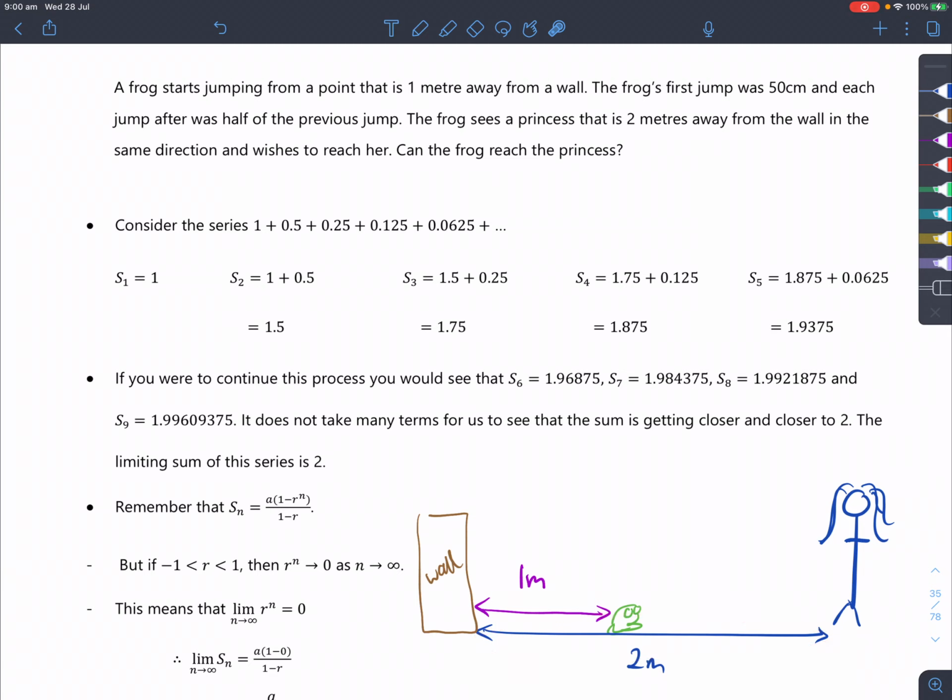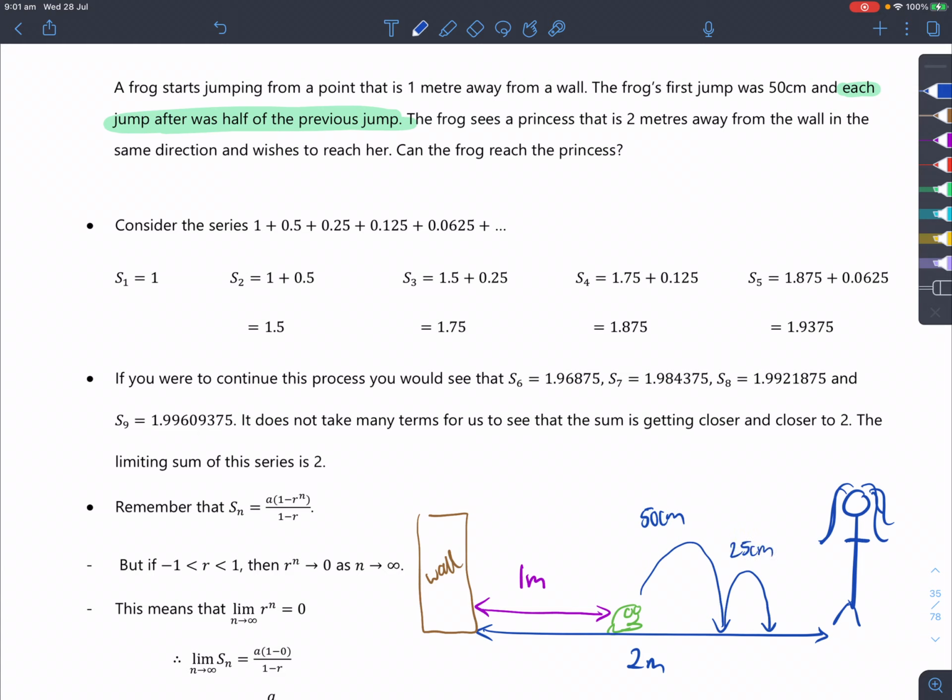Now, the frog is going to jump 50 centimeters first, okay? So, if you think about it, this part is going to be 1 meter, so jumping 50 centimeters will make them land somewhere here. And each jump was half the previous jump, so the next jump is a ratio of half of 50, so that's 25. So this is 50, but half of that will be 25. So it's going to jump this much, okay?